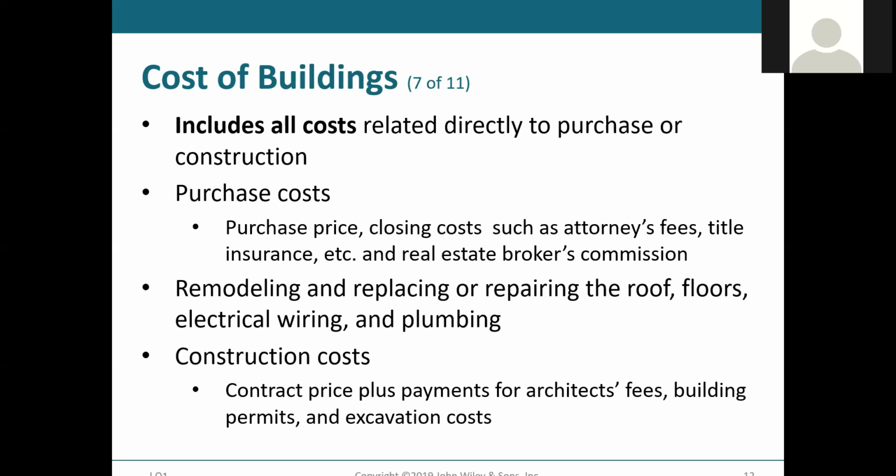Now we're talking about a building. Include all costs related directly to purchase or construction. Purchase costs, the purchase price, the closing cost, attorney fees. You get the idea. There's always extra costs involved. Remodeling or replacing or repairing the roof, floors, wiring. Where I worked many years ago, we bought a big machine. We had to knock down part of the wall to get it into the factory. And the cost of knocking that wall down and then repairing it afterwards, that became part of the cost of the printer itself.